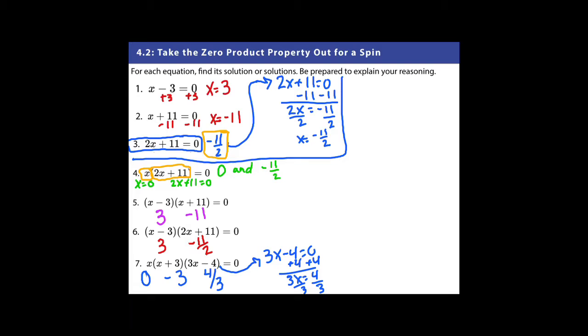You'll have 0, negative 3, and 4 over 3. And you just put each one equal to 0. So your x equals 0, your x plus 3 equals 0, and your 3x minus 4 equals 0. And then solve.